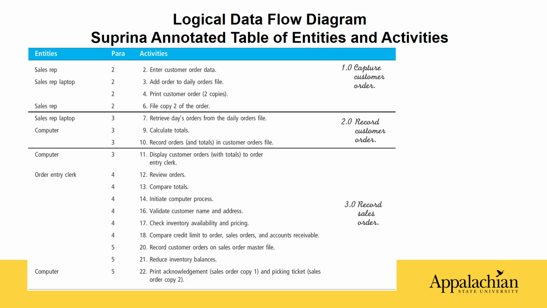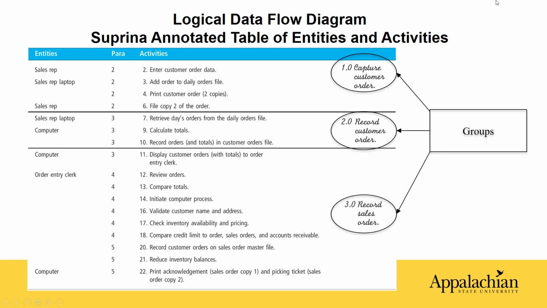So this is the annotated table of entities and activities, and it's showing where I have come in and classified this table based on the entity that the activities take place in. And then what you do is come up with a summary of what those activities are. So you can see the groups of activities as I put here. One of the groups is 1.0, capture customers' orders, 2.0, record customers' orders, 3.0, record sales orders.